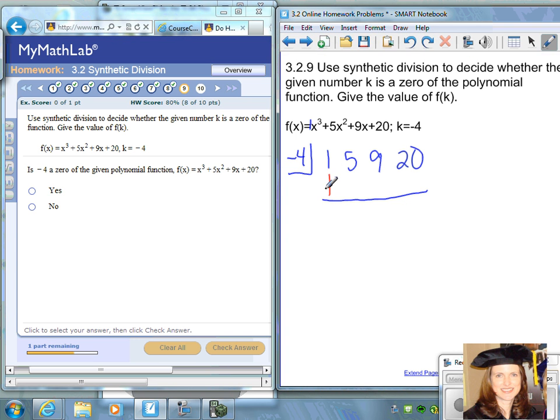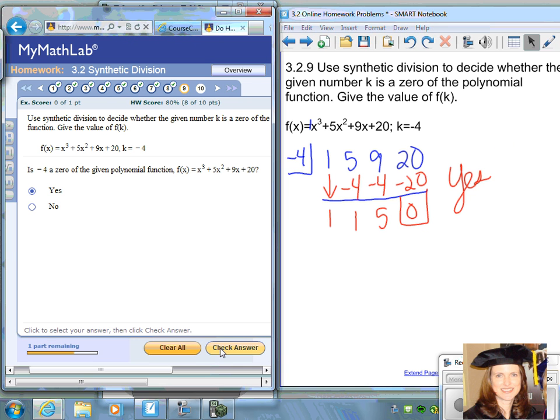You're going to bring down the first coefficient, 1, multiply everything under the line by the number that's in the box. 1 times negative 4 is negative 4. 5 plus negative 4 is 1. 1 times negative 4 is negative 4. 9 plus negative 4 is positive 5. 5 times negative 4 is negative 20. And 20 and negative 20 give you a remainder of 0. Since the remainder is 0, we can answer yes. The negative 4 is a 0 of the polynomial function.